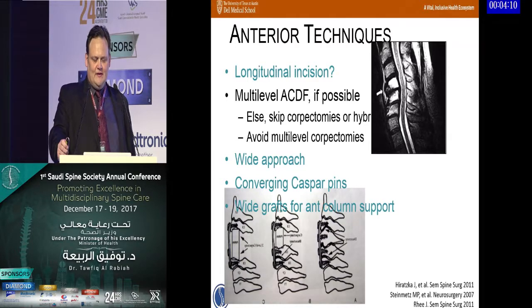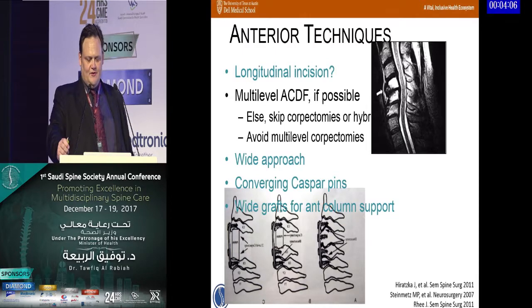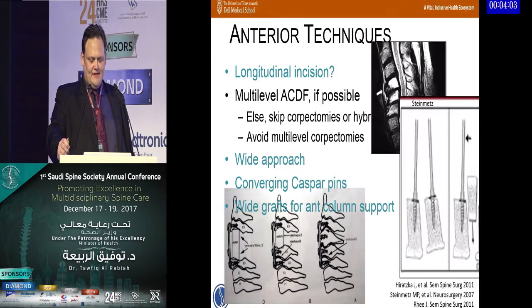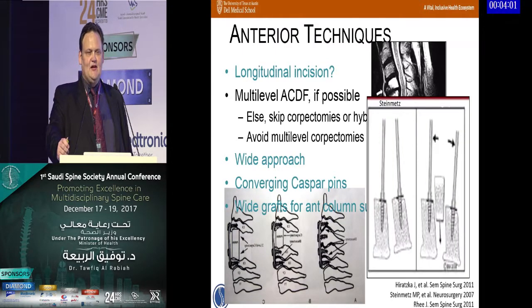We talked about doing multi-level ACDFs when you can. A wide approach is very helpful in order to release the anterior osteophytes. Typically, placing converging Steinmann pins will allow you, as you distract them, to exert another lordosing force.